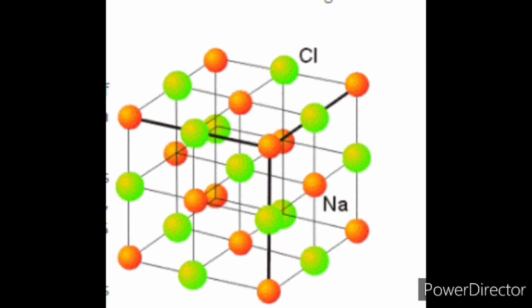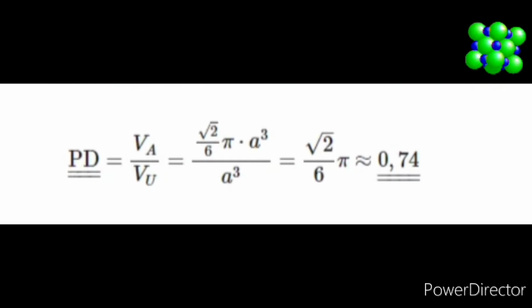This atomic volume, V sub A, can now be put into relation to the unit cell volume, which is V sub U equal to the cube of a. The packing density, or PD, of the face-centered cubic lattice is calculated as follows. The PD is the ratio of the atomic volume to the unit cell volume. So it is equal to the square root of 2 over 6 pi times the cube of a over the cube of a, which is simply equal to the square root of 2 over 6 pi, which is approximately equal to 0.74.